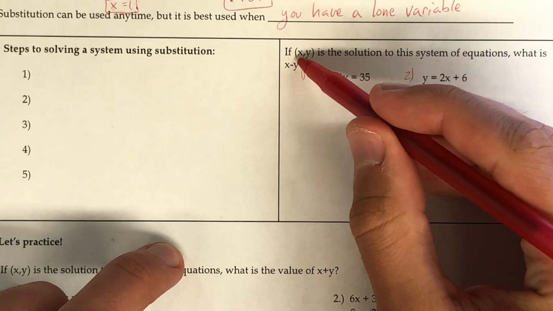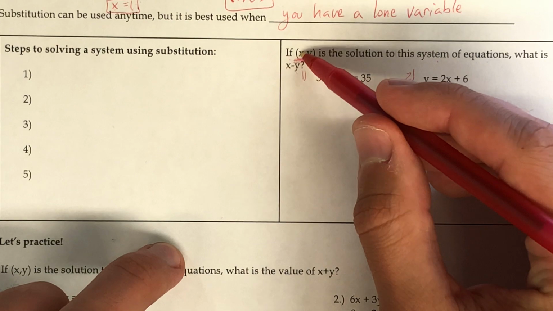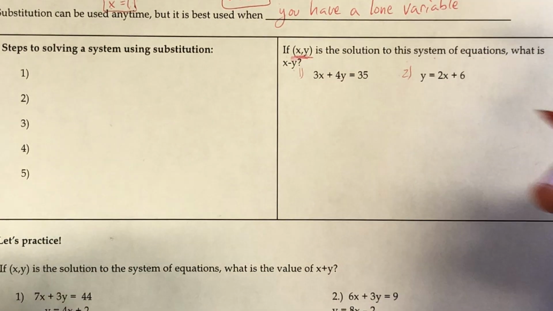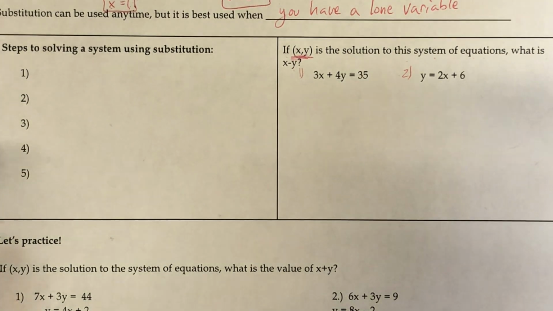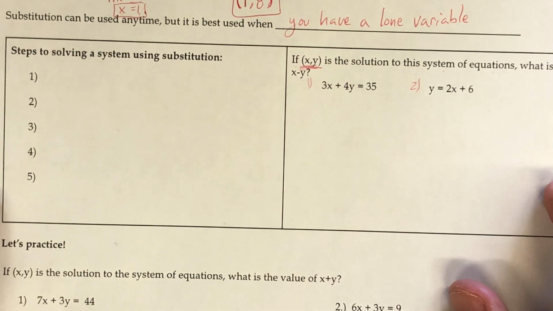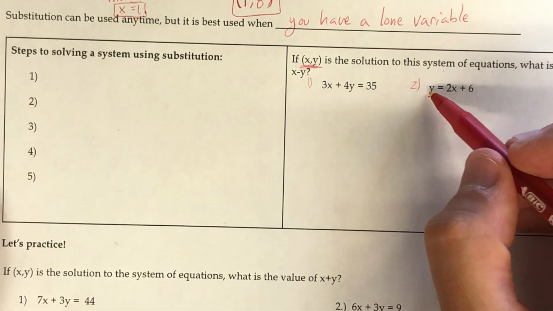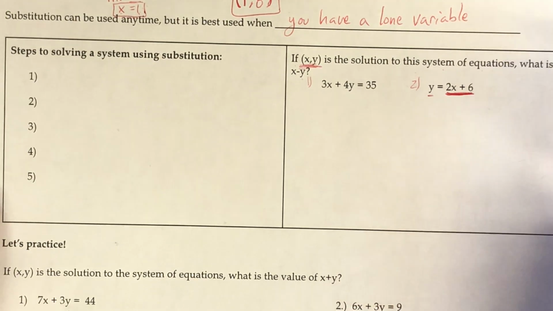So we need to figure out what the solution is, x, y, and then we need to use those values, so take x and subtract y from it. So we'll start by finding the solution to the system. Notice again we have an equation where we have a lone variable, a variable by itself. We have that y. So what we need to do is substitute 2x plus 6 for y.